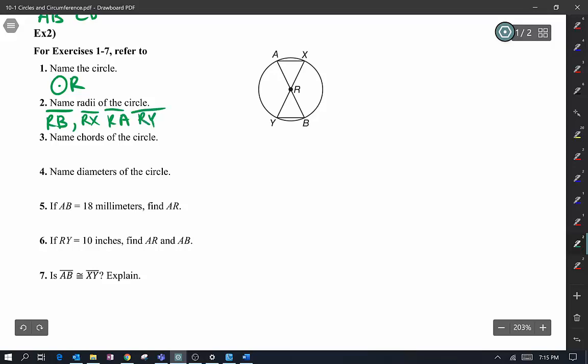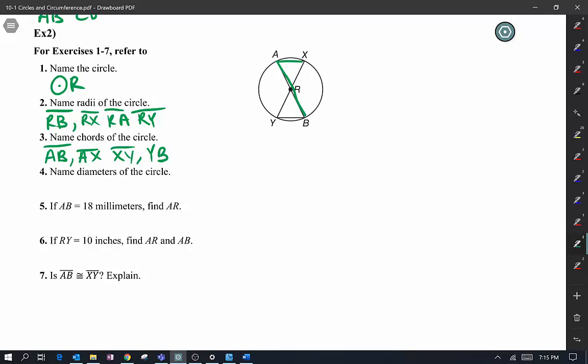Name chords of the circle. Well, chord AB, chord AX. AB is a chord, AX is a chord. Remember, diameters are chords. Chord XY, and also chord YB. Name the diameters of the circle. Well, there's only two: line segment AB and line segment XY.